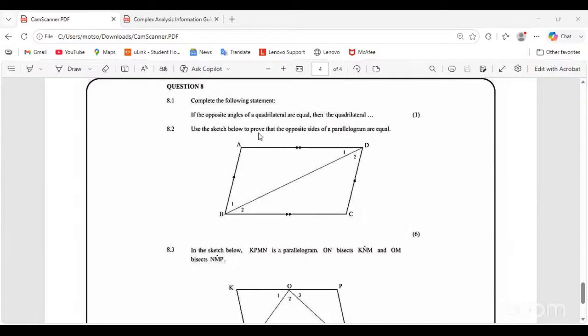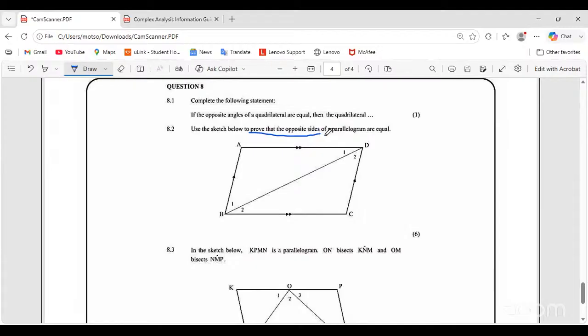Use the sketch below to prove that opposite sides of a parallelogram are equal. Oh, we did something similar to this before, but okay, let's have a look at this one. Now, we can see that this is a parallelogram, right? And we want to prove that opposite sides of this parallelogram are equal. We want to prove that AD is equal to BC, and also AB is equal to DC. That's what we want to prove.